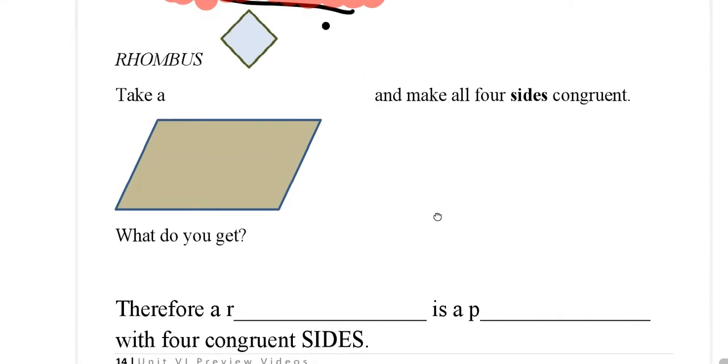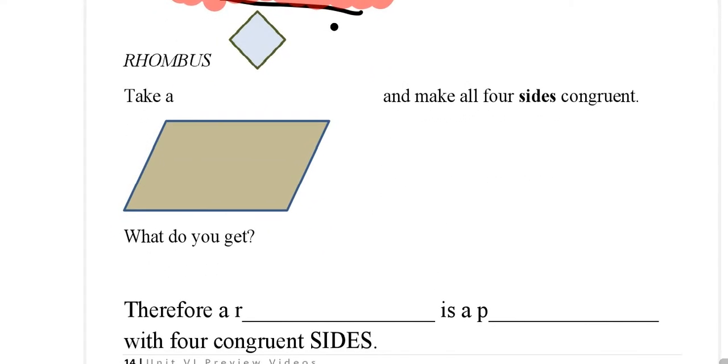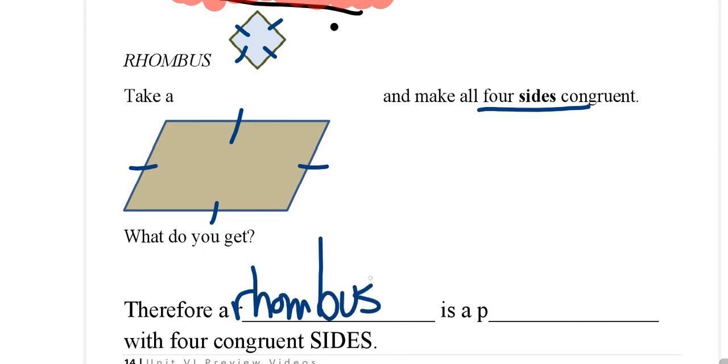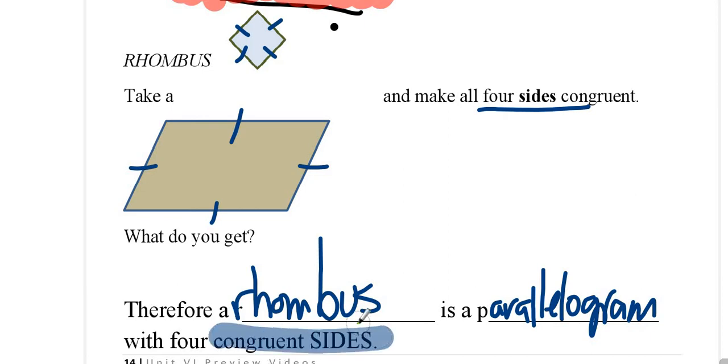Here's another R-shaped one, a rhombus, which some of you might know as a diamond. You take again a parallelogram, and this time, instead of making 4 right angles in the corners, you make 4 congruent sides. You make all the sides equal. So a rhombus is a parallelogram with 4 congruent sides. So the essential part of a rhombus is 4 congruent sides.